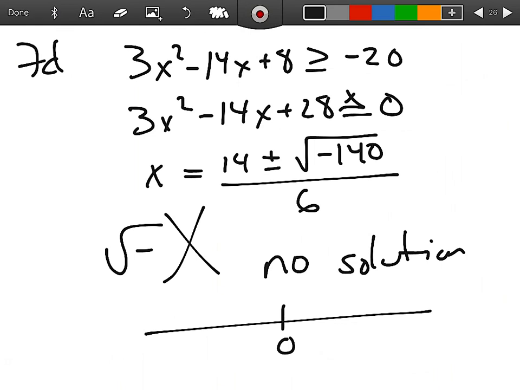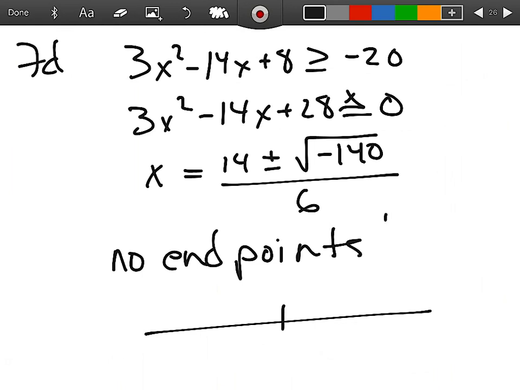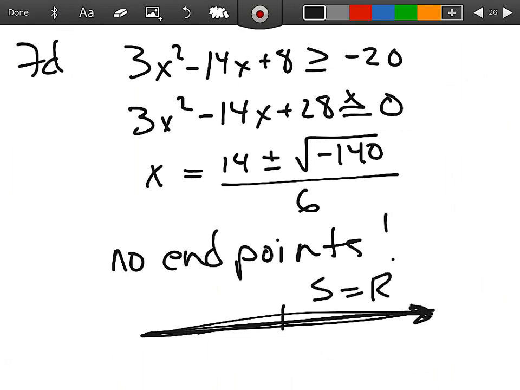But my question is, actually, back up, no, because it's a greater than, it's not a no solution, actually. It's a greater than. It is not solvable because it never touches the x-axis. It has no endpoints. So therefore, it's all real numbers. S is equal to all real numbers. This will work for all x values.